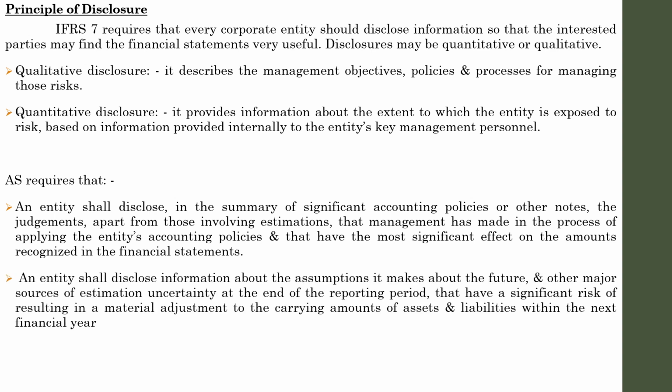Next one, the accounting standard requires that an entity shall disclose information about the assumptions it makes about the future and other major sources of estimation uncertainty at the end of the reporting period that have a significant risk of resulting in a material adjustment to the carrying amount of assets and liabilities within the next financial year. That means we all know the assets and liabilities of one year will be passed on to the next year, because the life of the asset will be 3 or 4 or 5 years or maybe more than 5 years. So the value of the asset will be shown in the corresponding 5 financial statements.